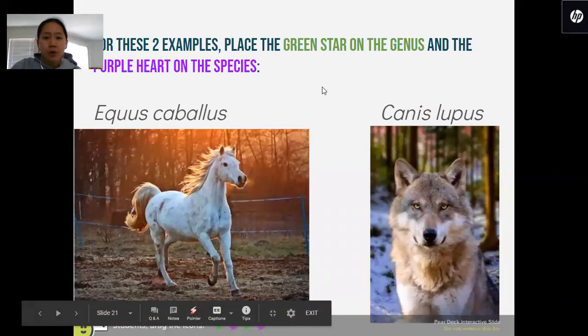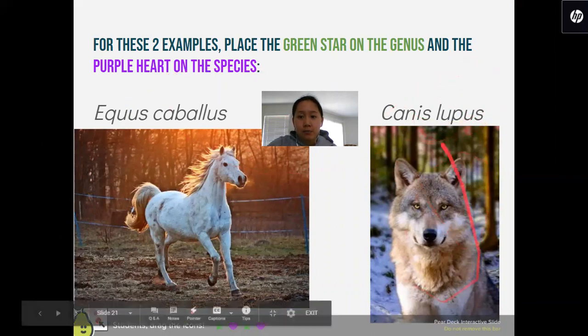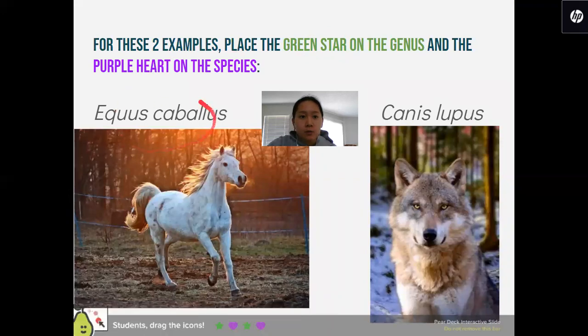So I'm gonna have you work on these two examples now. For these two examples, I'm gonna ask that you place the green star on the genus, right? There's two names. There's a name here, and then there's a name here, right? This is a timber wolf, and this one is a horse, right? Place the green star on the genus for these two names, and then place the purple heart on the species name for these two names. Go ahead and do that in your Pear Deck.